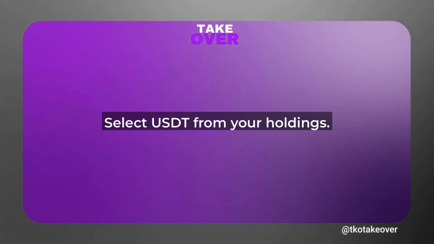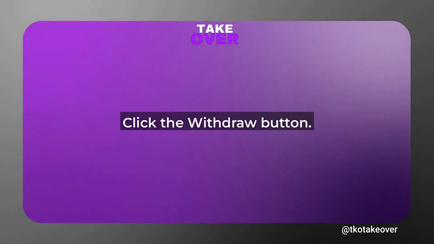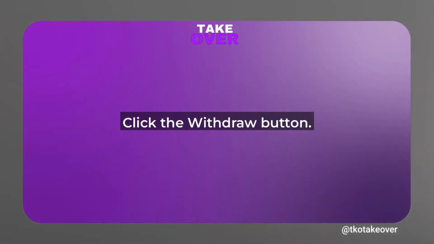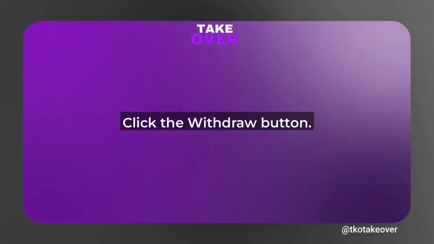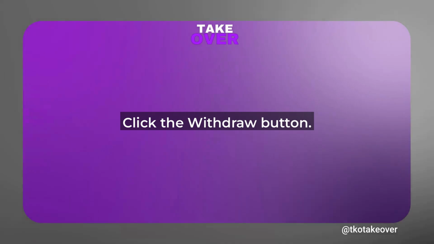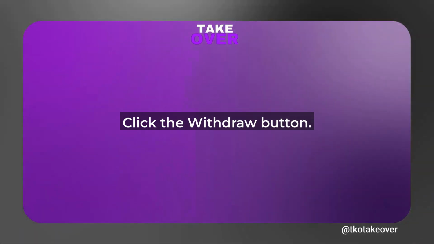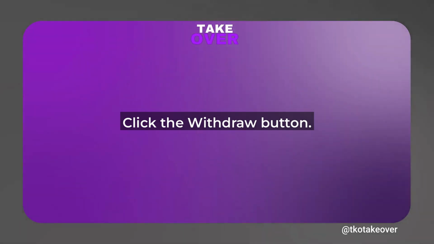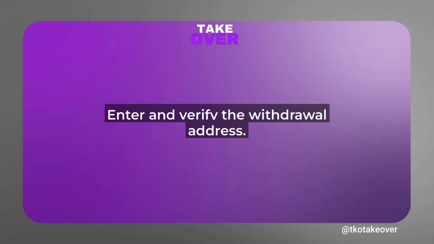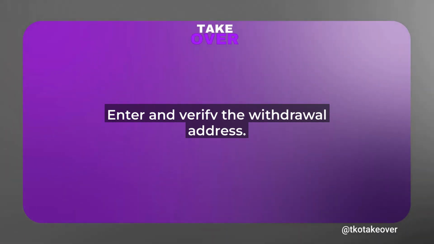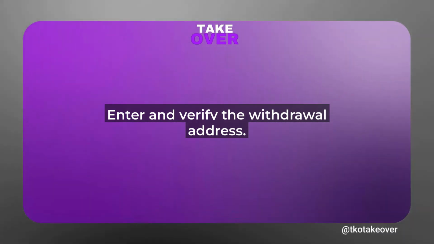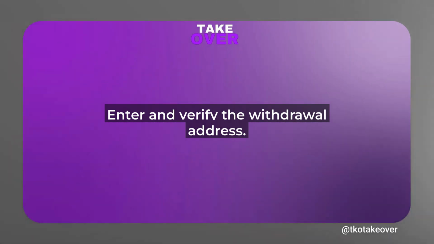Next, select USDT from your asset list. Look for the Withdraw button. It's usually prominent, maybe under a drop-down menu. Now, here's where you need to be extra careful. Enter the withdrawal address. This should be your external wallet address for USDT, like on Tron or Ethereum networks. Double-check it against your records to avoid any costly mistakes, as crypto transactions are irreversible.